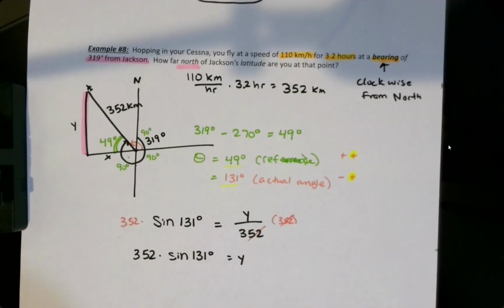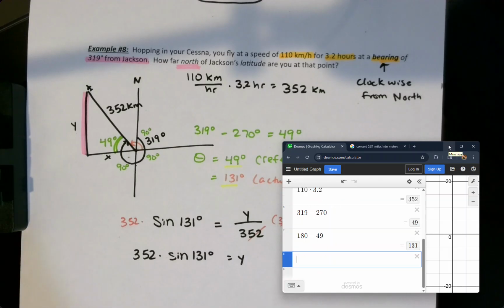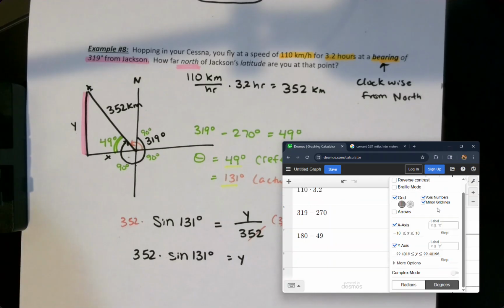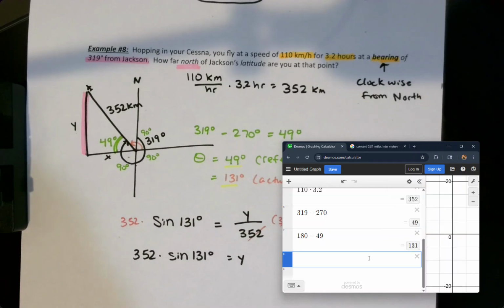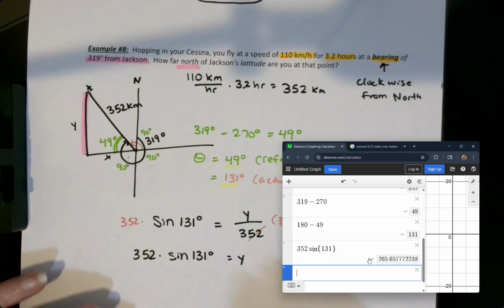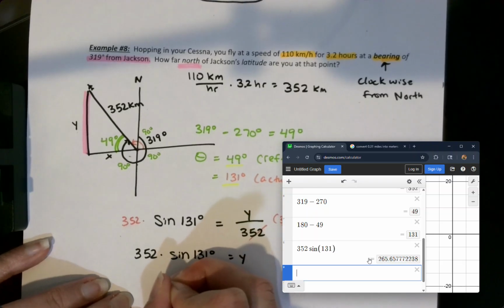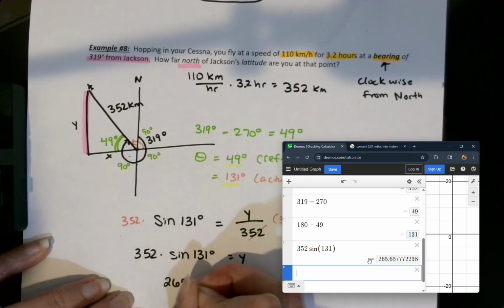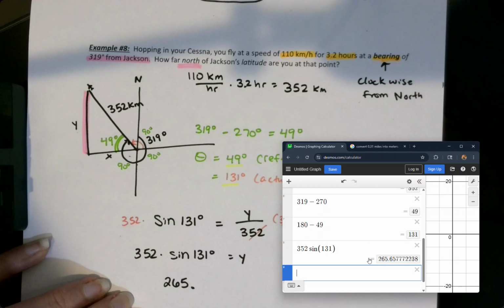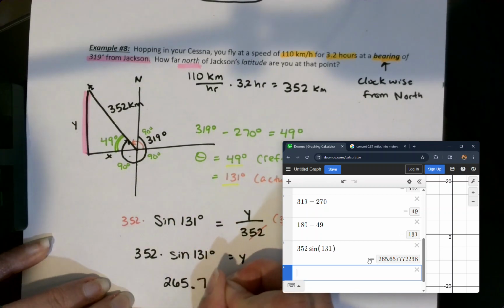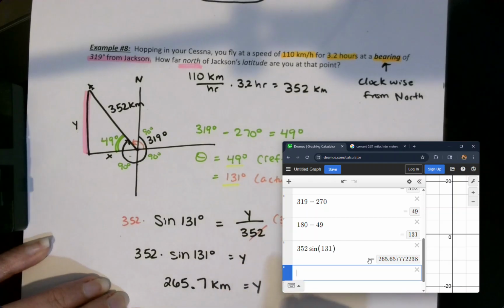Okay. Again, I'm just going to make sure I haven't cleared this. I'm still in degree mode, so that's good. And we're going to multiply 352 times the sine of 131 degrees. This gives us 265.7 kilometers for y.